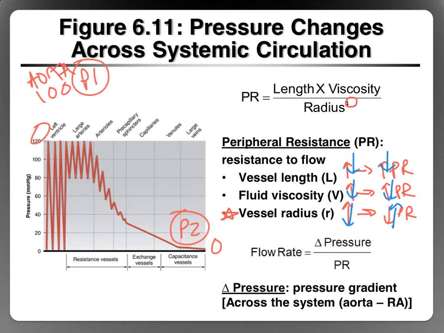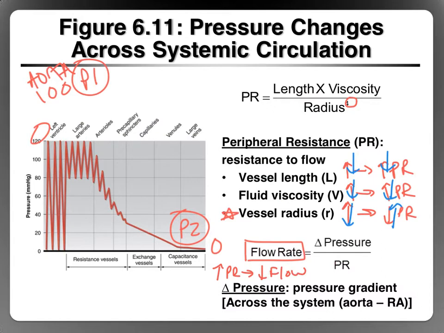The other thing I wanted to talk about is flow rate. I think your textbook just calls it blood flow, but it's the rate of flow, or how fast the blood is flowing through your body. And flow rate is related to 2 factors. One is peripheral resistance, which we just talked about. Because peripheral resistance is on the bottom of this formula, that tells us that flow rate and peripheral resistance are inversely related. What that means is if we increase peripheral resistance, we decrease flow rate.